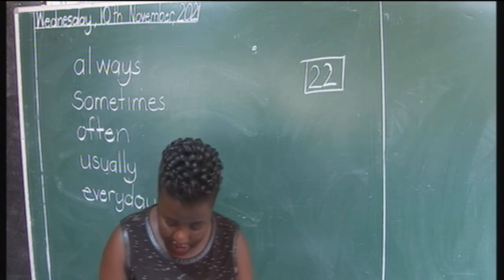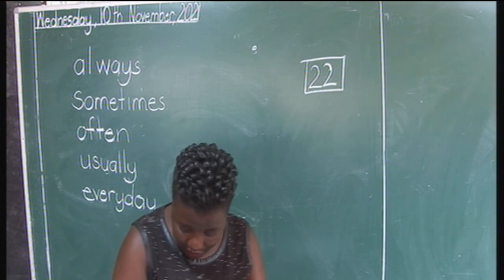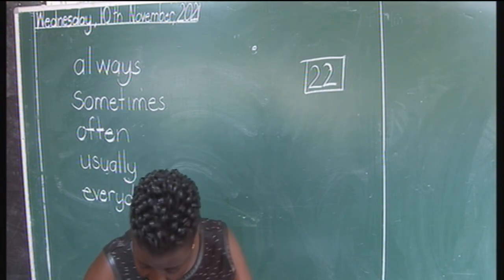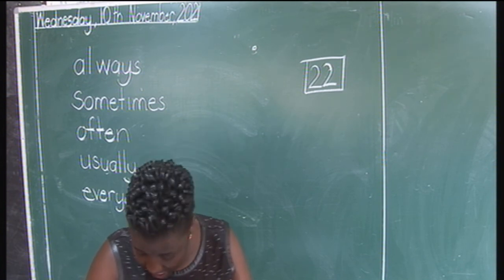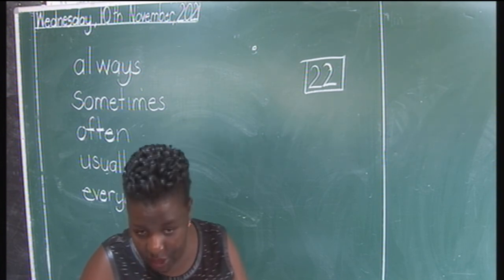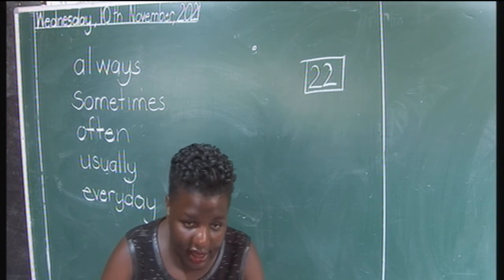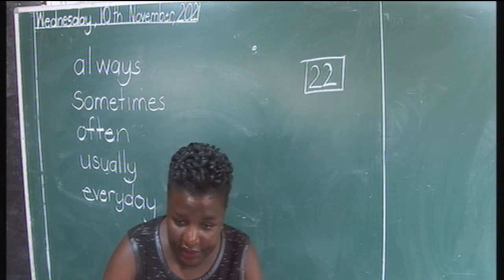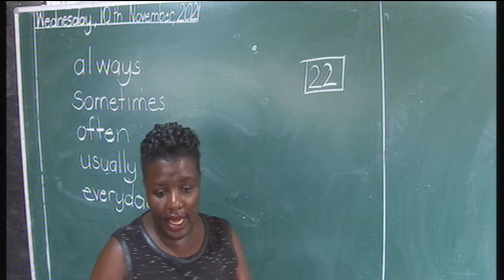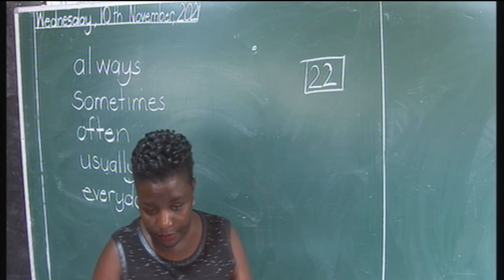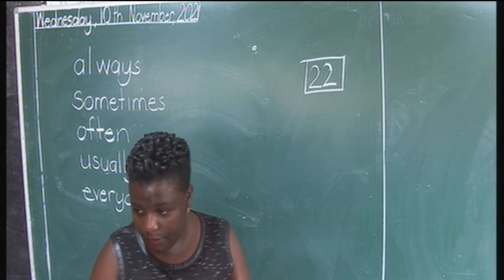Who can tell us the answer for number 1? What do you do every evening? In brackets we have sleep under a mosquito net. But remember, I need a full sentence. Let's hear from Leah. Leah, unmute yourself.